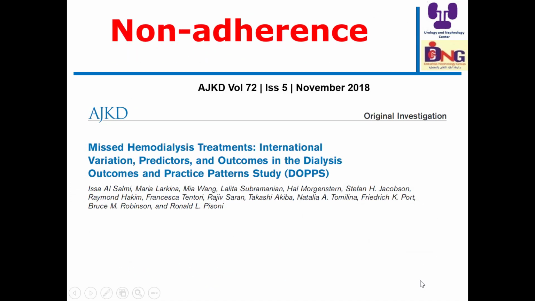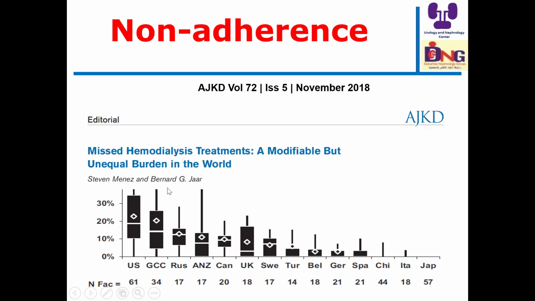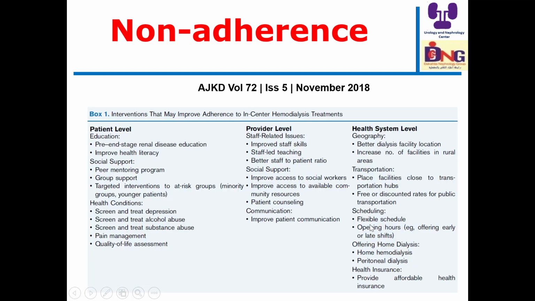Back to the practical points. We should educate patients against non-adherence. If you have a rate of missed hemodialysis, this is one of the indicators of low quality of service. So we should educate the patients to have sufficient dialysis, not to escape from dialysis, and you can find here the percentage of missed treatment per country. It is variable from country to country. Here in Japan, it's fantastic because it's very low or absent. Missed hemodialysis treatment is a modifiable burden in the world.